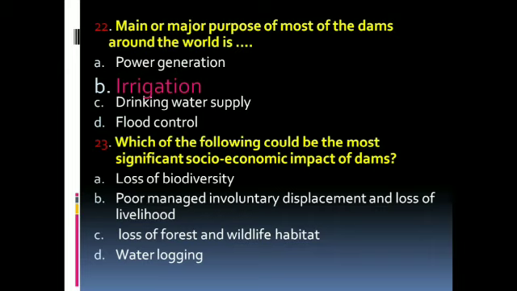So naturally it is the poorly managed involuntary displacement, because when the people are moved from the area where the water is going to collect and the dam is created, these people are displaced. If their displacement is not properly managed, it will lead to loss of livelihood of thousands and thousands of people.